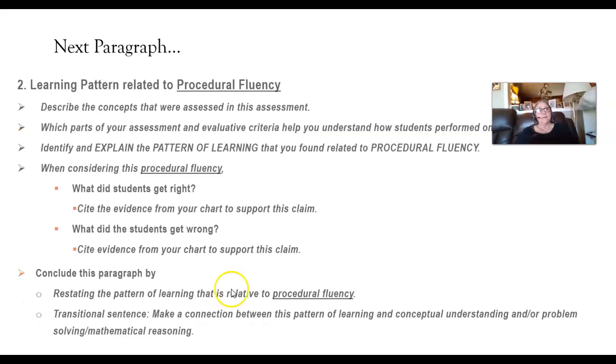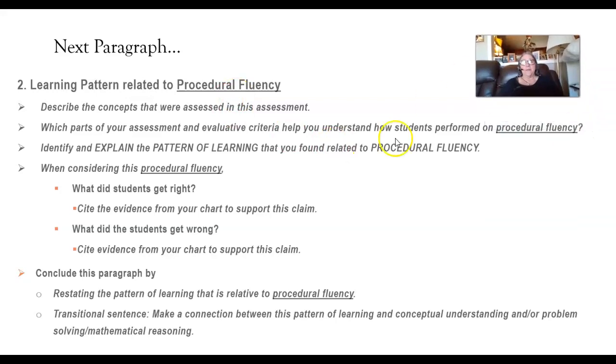So your next paragraph could be on procedural fluency. Now, I don't think that the order of the next two paragraphs matters. I do think that your first paragraph does need to be on conceptual understanding because, again, that's definitely the one they're looking for. So you're going to describe the procedural fluency. This is concepts, but it should be procedure.